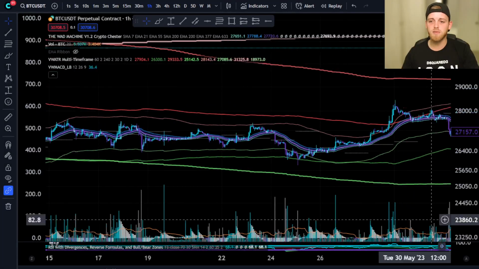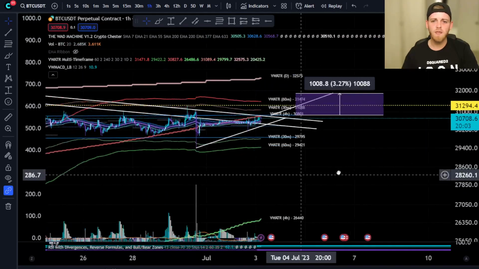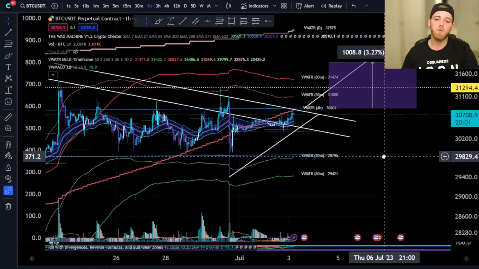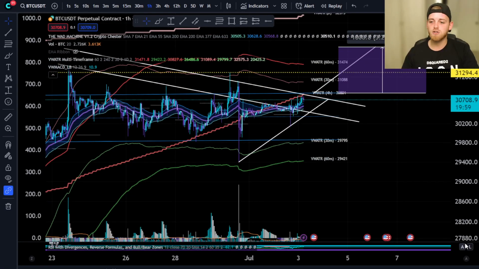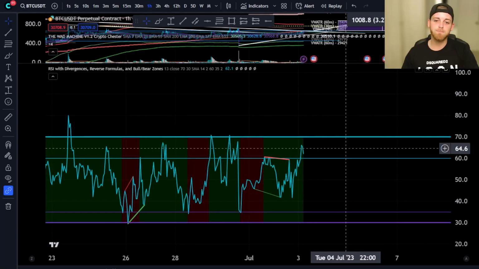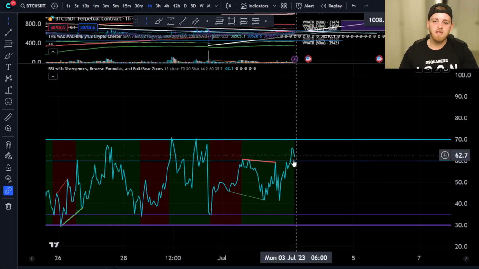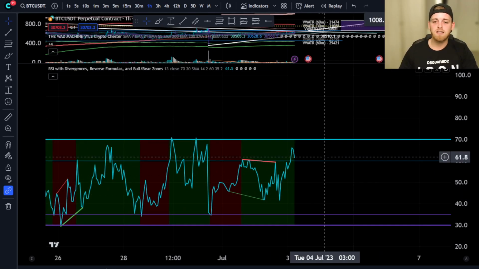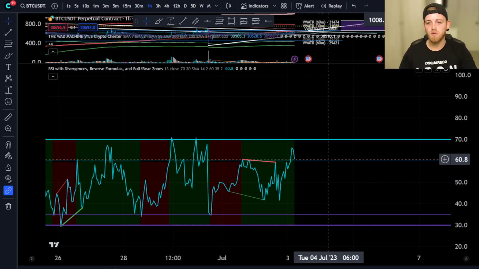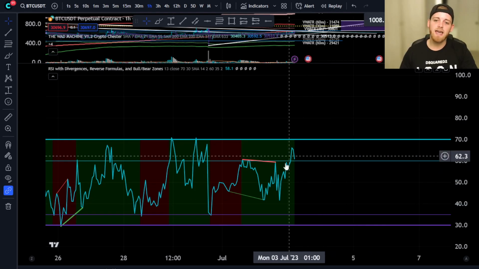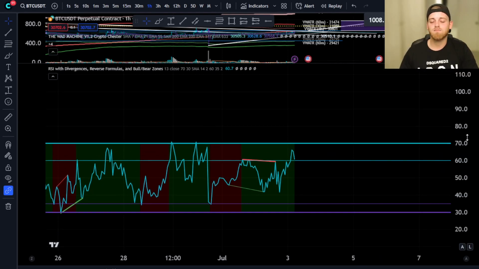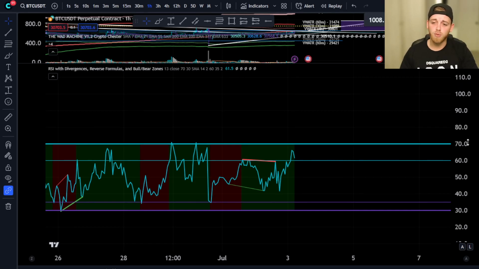So let's just jump back and let's get on with this video, see if we can get some sort of price prediction of what we could be looking for. Okay, now I do just want to jump to the RSI with divergences, guys, because you can see we're currently up at around 62.3, 60.8 area there, moving as I'm talking, and that is obviously going to be getting closer to the overbought scenario, guys.